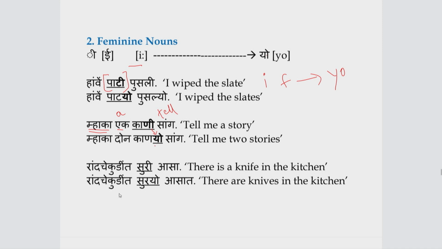Another example, Ranche Kudit, Suri Asa. Suri is again ending with E. Ranche Kudit, Suryo Asat. Okay, so E becomes Yo. Here also Kani becomes Kaniyo.